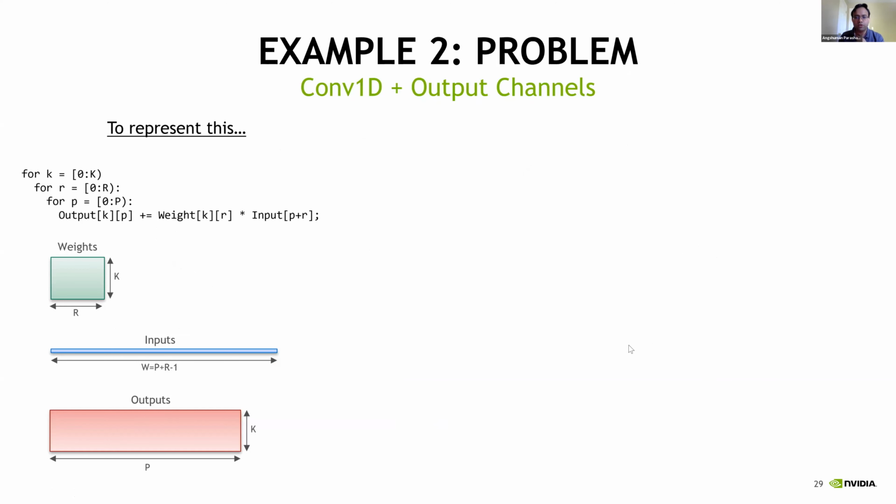Okay, now let's move over to a more complicated problem. What we're doing here is it's still a 1D convolution, but we're adding output channels to it, right? And so what that means is it's basically this K dimension. Since we're adding output channels, you've got another dimension of filters, and you've got another dimension of output activations, but you did not change the number of input activations. It's exactly the same tensor. And so in the loop nest, you just have this additional K loop, and you can see that the K loop appears on weights and outputs, but not on inputs.